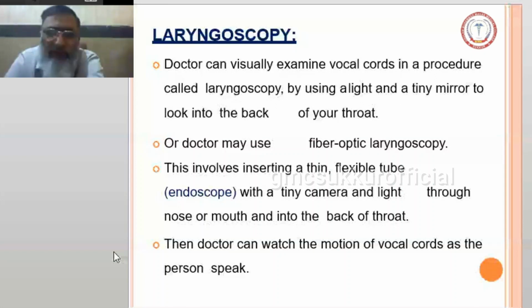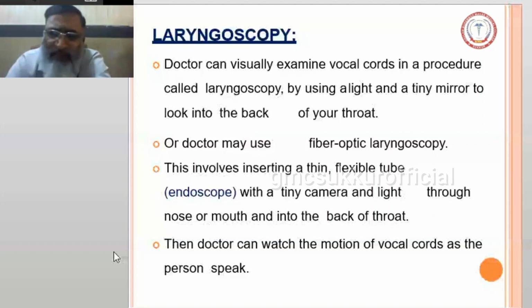Now you see, if you go to the picture of the vocal cords, this is the picture of the vocal cord. In an adult male, its length is 24 millimeter. In a female, its length is 16 millimeter. That's why the pitch of the male is higher as compared to the female. Now this is the vocal cord. Their length is 24 millimeter in the adult male and 16 millimeter in the adult female.